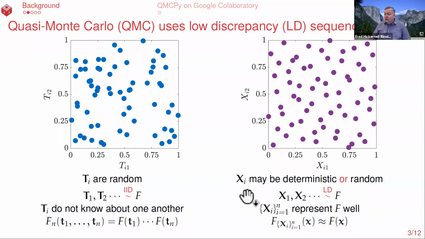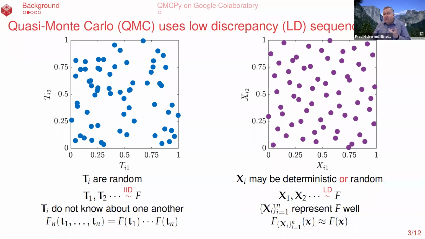Now, if we talk about low discrepancy points, which I've labeled xi on the right, we're thinking a different way. We may call them distributed like f, but what we mean is that if I take the first n points, say, the empirical distribution of those first n points, that means the distribution where I assign a probability 1 over n to each point, is approximately the same as the distribution I'm trying to mimic.